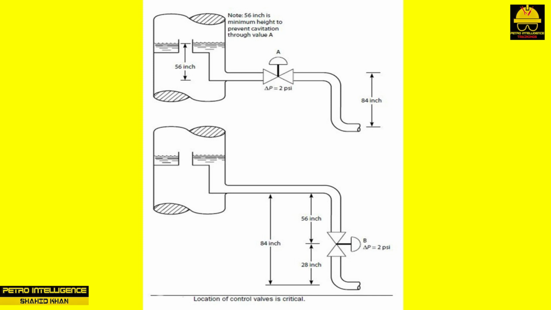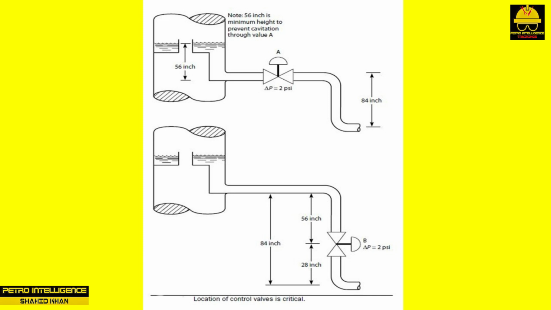Control valve B in the picture is located 56 inches below the draw-off nozzle. The pressure drop across the valve is still 2 psi, or 56 inches of water. Again, we will neglect nozzle exit loss and friction loss. But in this case, the height of water in the draw-off sump may be 0.